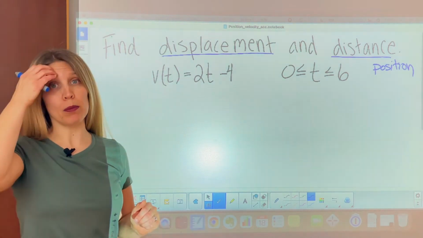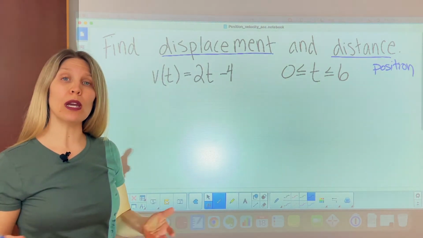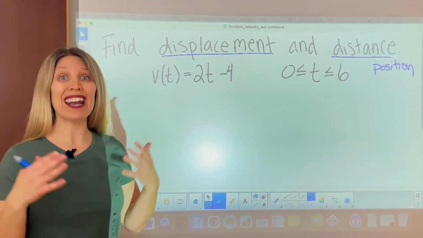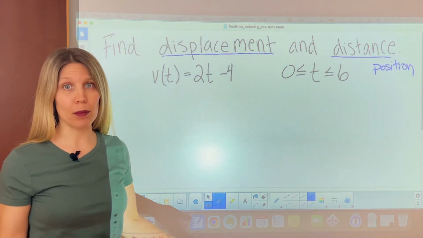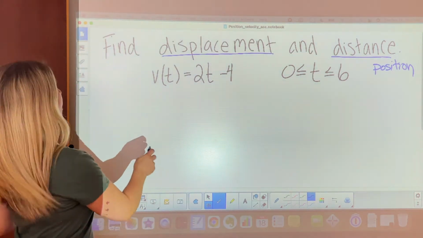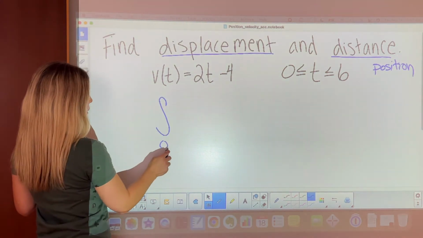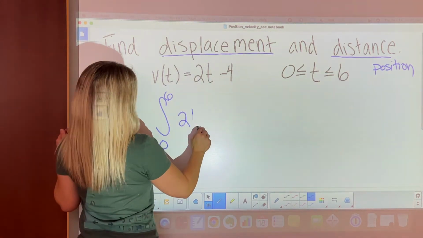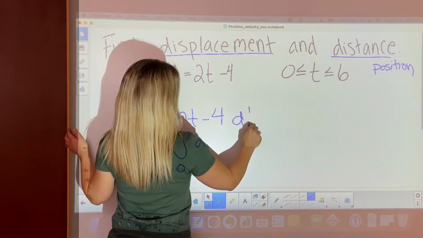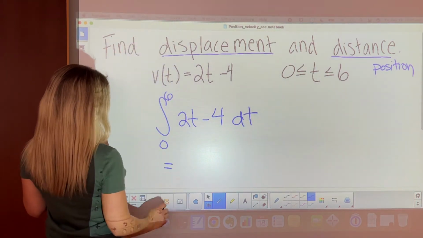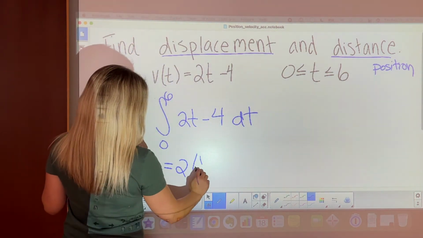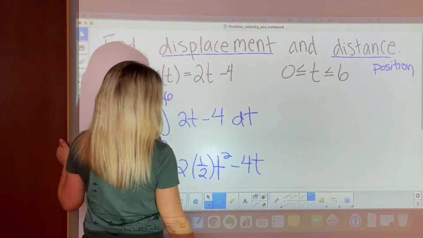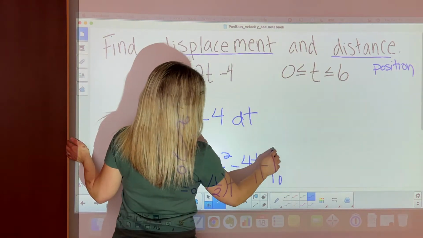So we've got two different problems here. The first one we're going to do is I'm going to start with displacement. Because displacement just wants to know when we add everything up, where do we end up? That's just a straight integral. So we're going to integrate from 0 to 6, because those were the time bounds they were given, 2t minus 4 dt. When you integrate this, you get 2 1/2 t squared minus 4t, evaluated from 0 to 6.